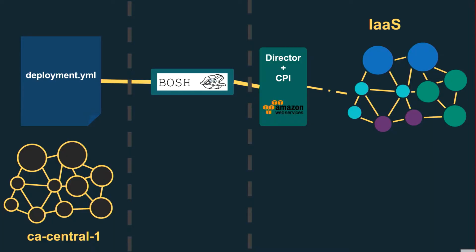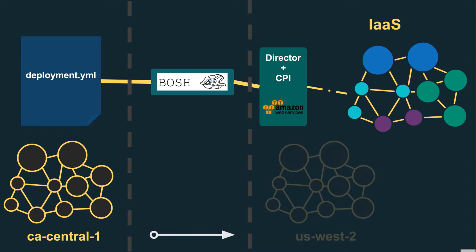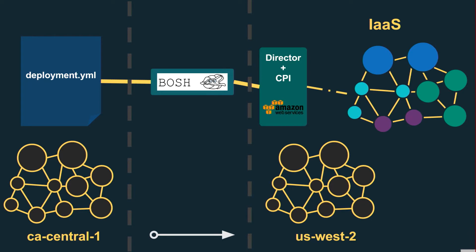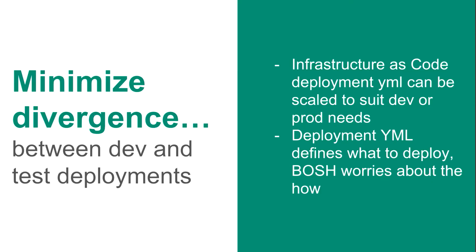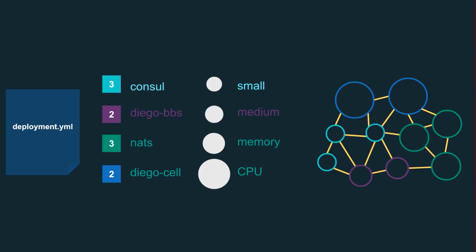This also works, interestingly, for changing network details. So I can change from one availability zone to another. I can migrate across a cloud into different availability zones, or I can deploy the same deployment across different availability zones and then have redundancy. And this really lets me minimize the divergence between different deployments. So I can take this deployment, maybe scale it a little bit, and change some of the high-level details of what this architecture looks like, and I can have a dev deployment or a test deployment.